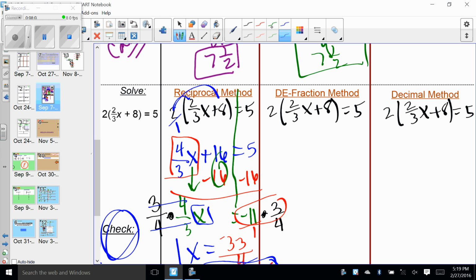Okay, defraction. So let's take a look at defraction. So we're going to use the hand method. We're going to distribute. So we take our 2 and we distribute. That's really like a 2 over 1. So when I distribute, I get 4 over 3.